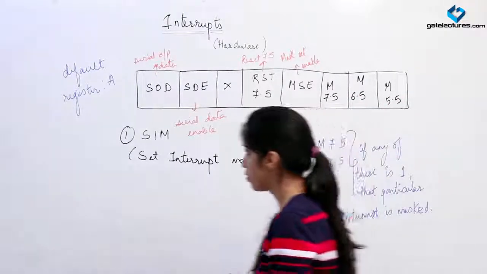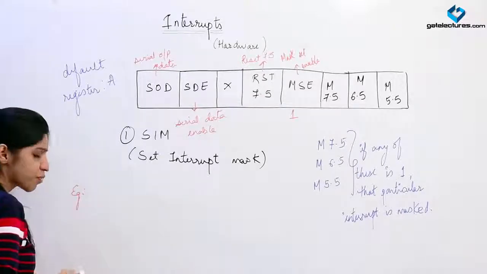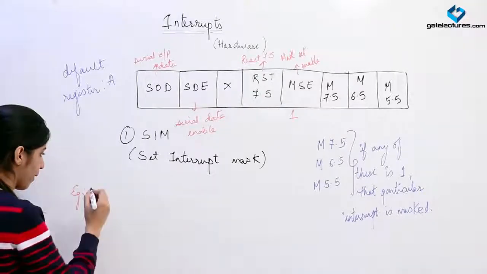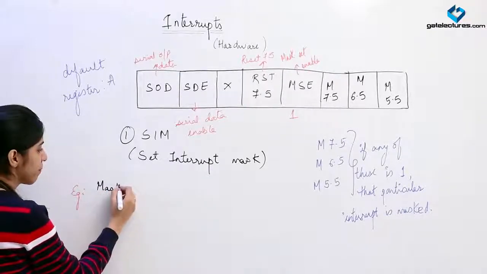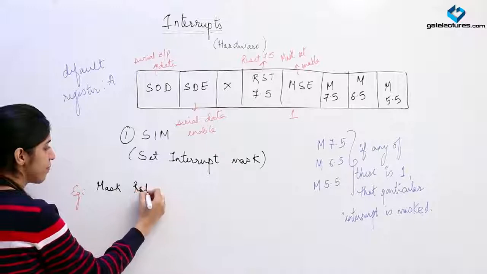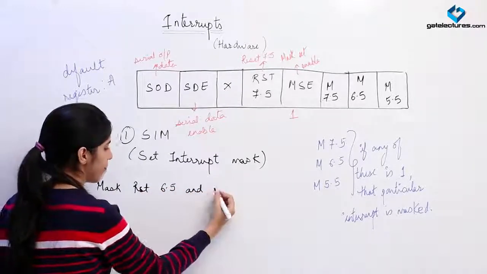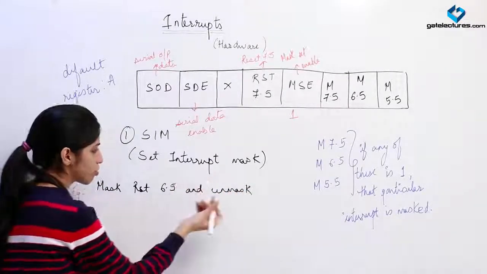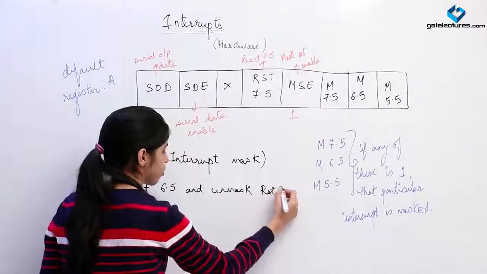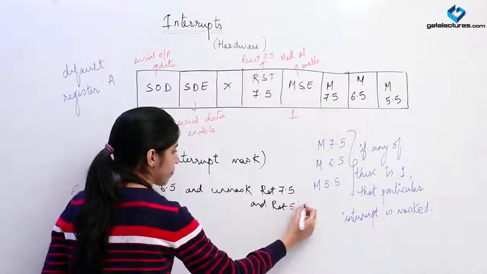So we are going to have a look at an example. Suppose you are given that you need to mask RST 6.5 and unmask, or do not touch, do not bother RST 7.5 and RST 5.5.